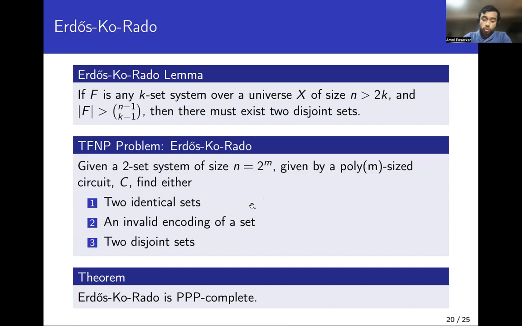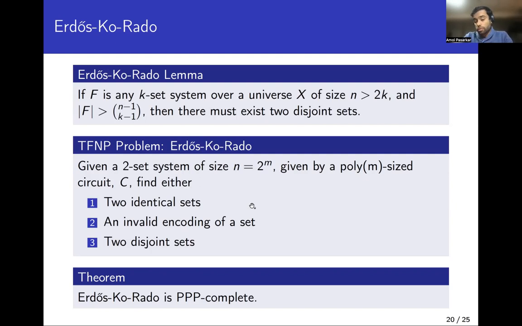Another result which we consider in this work is the Erdős-Korada lemma from extremal set theory. And as with the sunflower lemma, in this setting, we're considering k-set systems. However, the question is slightly different. It is how large can a k-set system be, with the constraint that every pair of sets has a non-empty intersection. So the Erdős-Korada lemma states that if the universe has more than n-1 choose k-1 sets, where n is the size of the universe, there must be two disjoint sets.